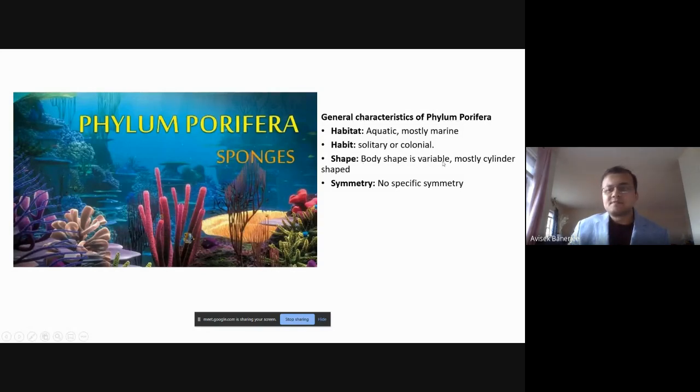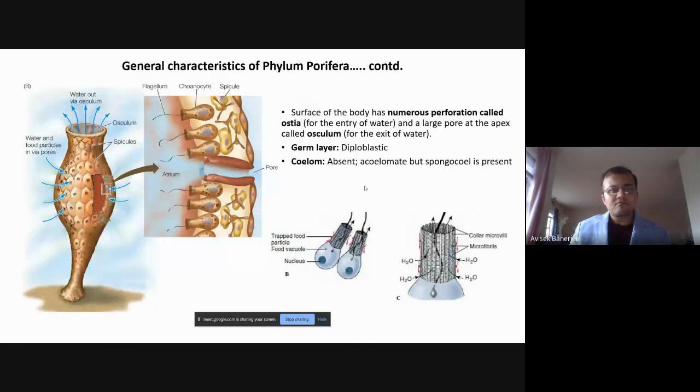The body shape is variable. There's no specific shape to it. They're mostly cylinder shaped. And the symmetry, also, there is no specific symmetry. As you see, the next phylum, the Cnidaria, will be diploblastic with mesoglea in between. Then the symmetry becomes radial symmetry. So if you imagine how this evolution takes place, it will be very good for you to memorize.